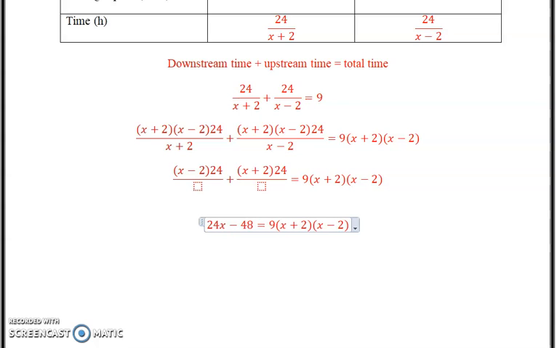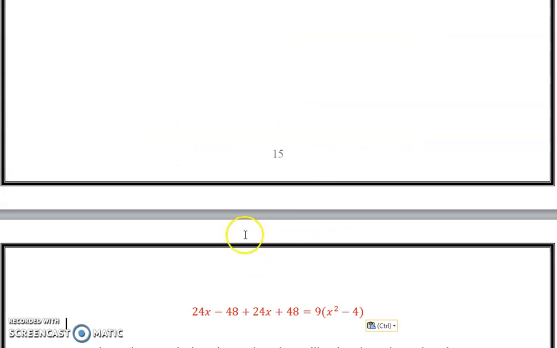24x minus 48 plus 24x plus 48 equals 2, and we'll multiply this out, so the 9, and then with the x squared, right? So you're going to end up with x squared minus 2x plus 2x minus 4. So these are actually going to be eliminated, right? And there you go.